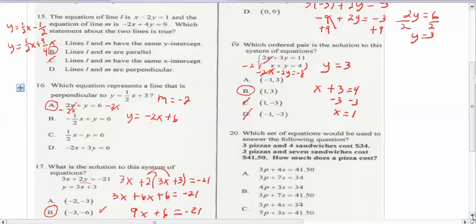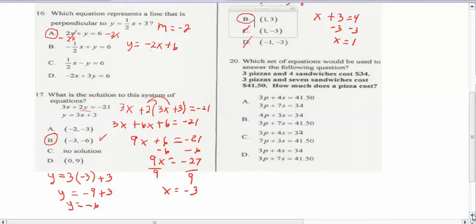Talking about pizzas, it says, which equation would be used to answer the following question. 3 pizzas, 4 sandwiches, 34. 3 pizzas, 7 sandwiches, 41.50. Okay, so if I look at the answer choices, 3 pizzas, 4 sandwiches, it told me 34. It's not that one. 4 pizzas, 3 sandwiches. No, it's the opposite. 3 pizzas, 4 sandwiches, 34. That's good. 7 pizzas, 3 sandwiches, 41. No, 7 sandwiches. So the only choice left is letter D.